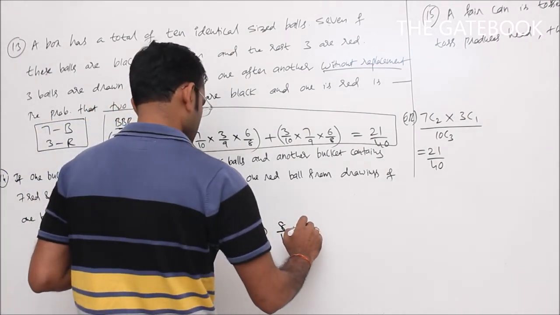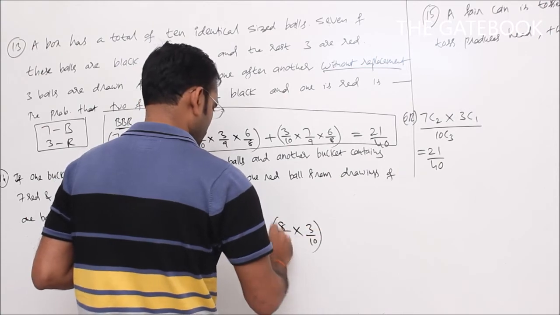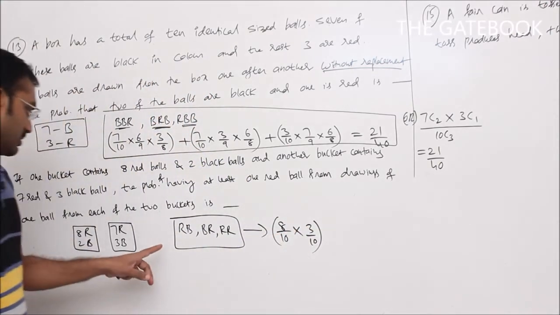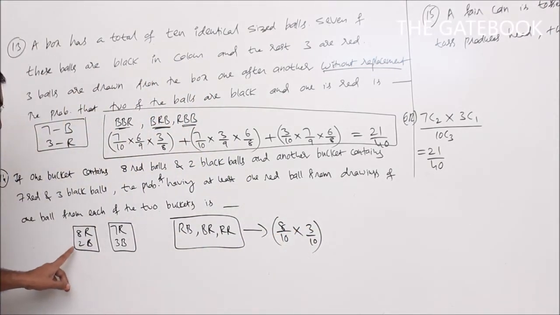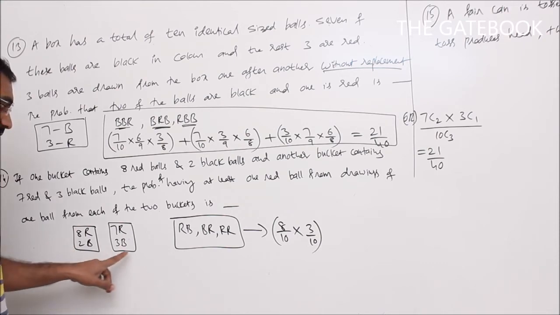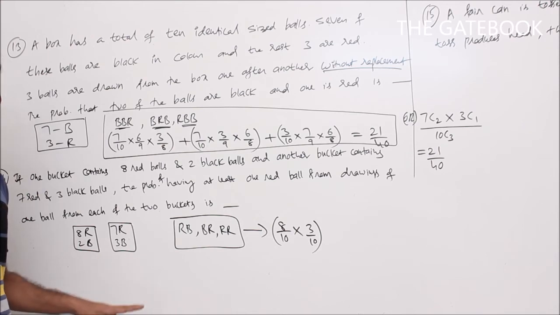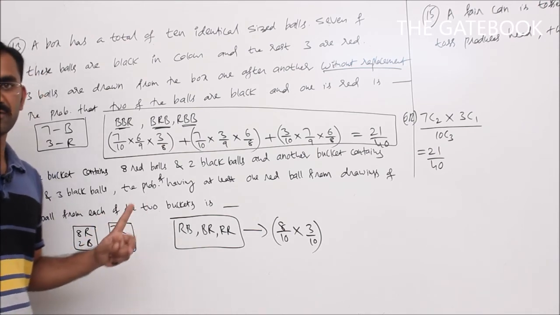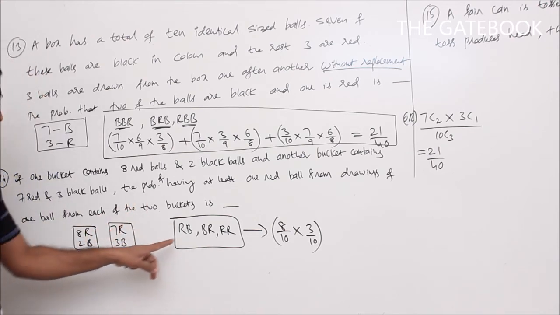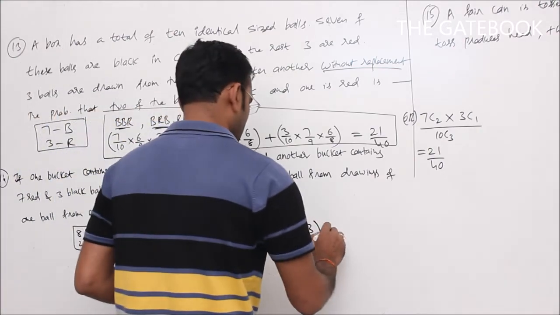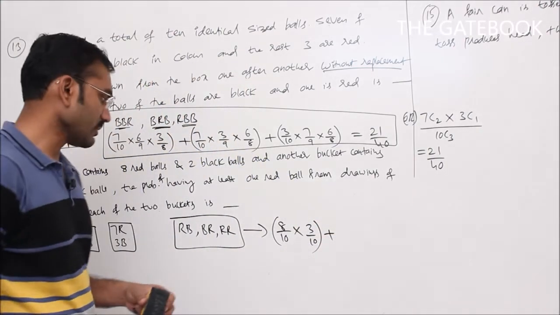3 by 10. Why multiplying here? Multiplying means drawing a red ball from the first bucket and drawing a black ball from the second bucket, both are independent. If A and B are independent, P of A intersection B is equal to P of A into P of B.